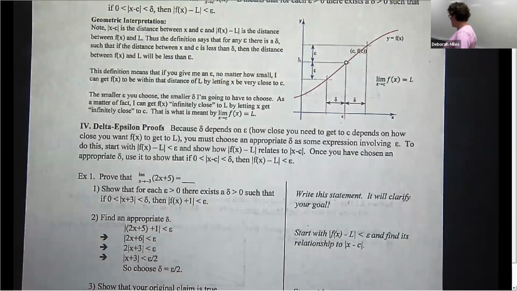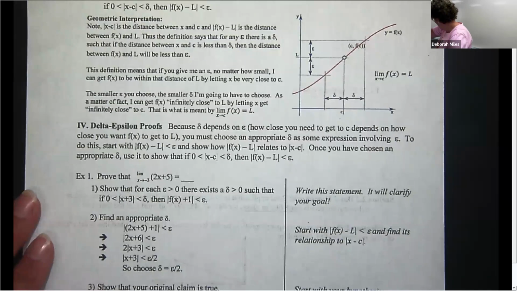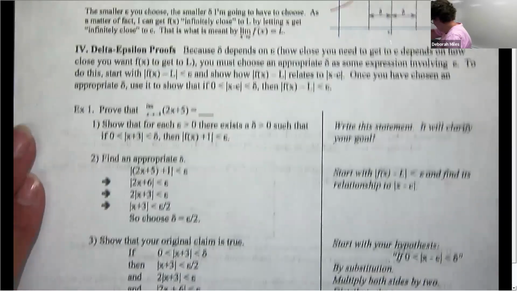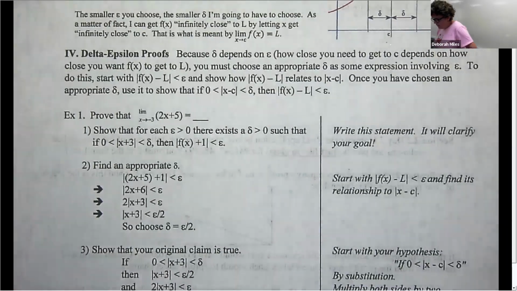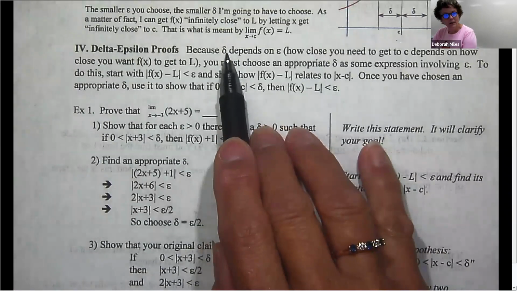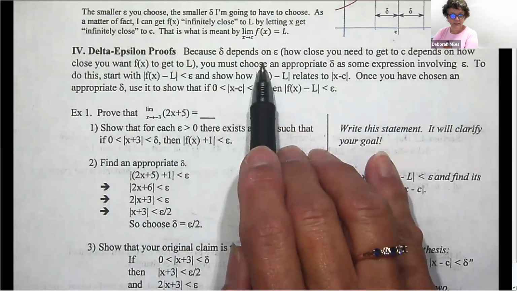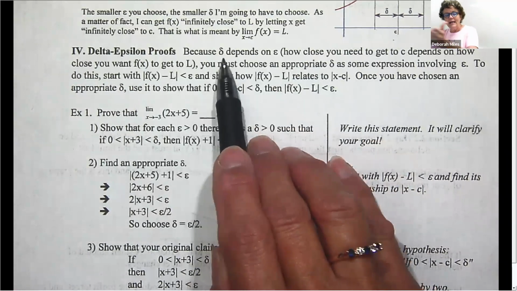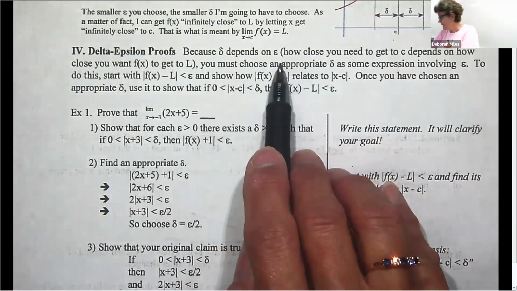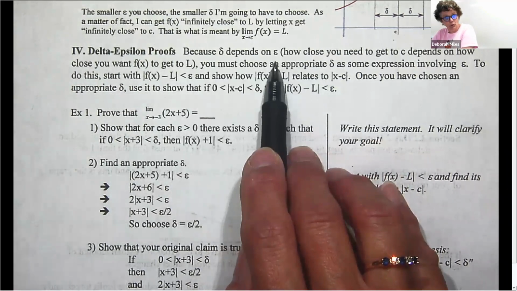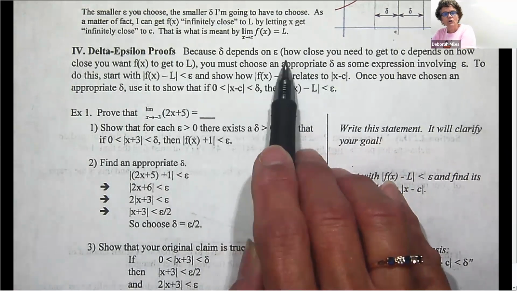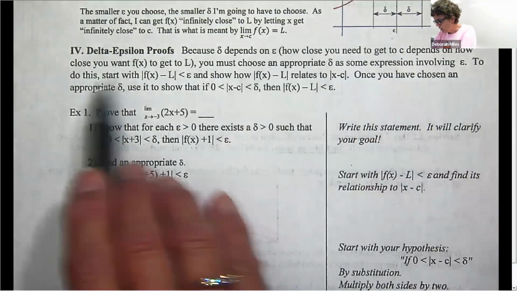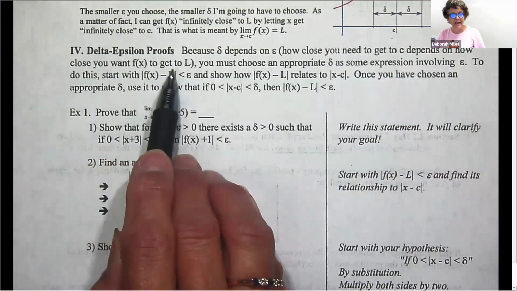Your homework tonight is delta epsilon proofs. And I want them to make sense to you, not just be copied. All right, because delta depends on epsilon. How much wiggling your gun can do depends on how close you have to hit the target, bullseye. How close you get to c depends on how close you want f of x to be to L.